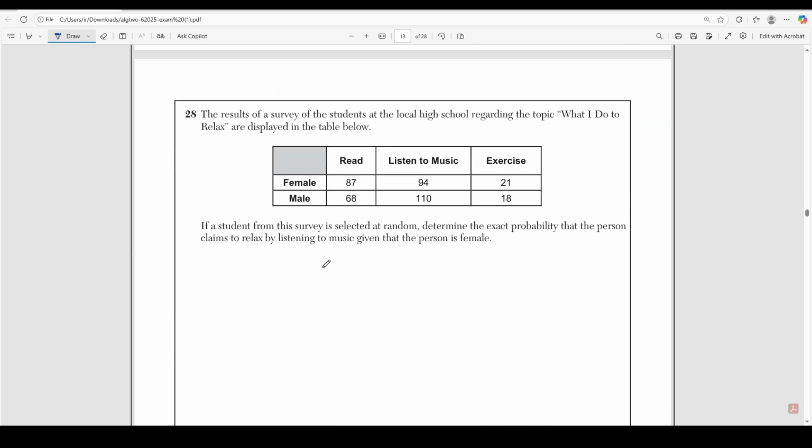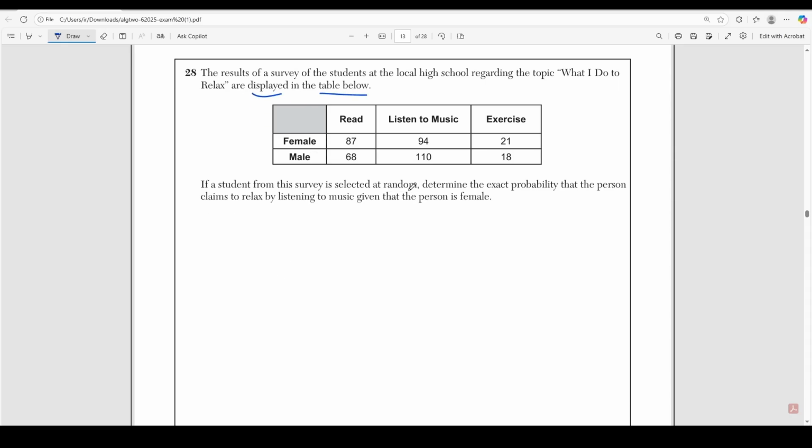So number 28 says the results of a survey of the students at a local high school regarding the topic, what I do to relax, are displayed in the table. Sorry, what I do to relax. Okay, I was reading that, I was like, there's no way that makes sense. What I do to relax, and those results are displayed in the table below. If a student from the survey is selected at random, determine the exact probability that the student claims to relax by listening to music, given that a person is female.